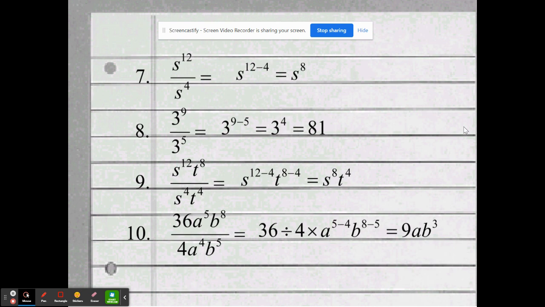All right, guys, so today you're really only going to work on the multiplication and division laws of exponents, and we'll get into some more tomorrow.